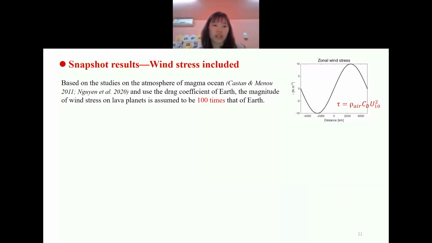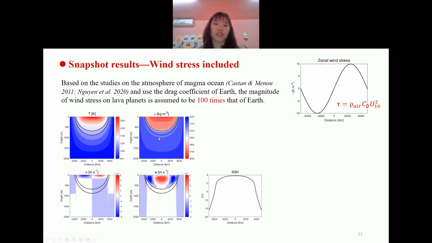We also want to investigate the effect of wind stresses on the magma ocean depth. Based on studies of the atmosphere of magma oceans, we use the drag coefficient of Earth. It's assumed that the magnitude of wind stress on a lava planet is around 100 times that of Earth, as this figure shows, and the zonal wind blows outward from the substellar point.